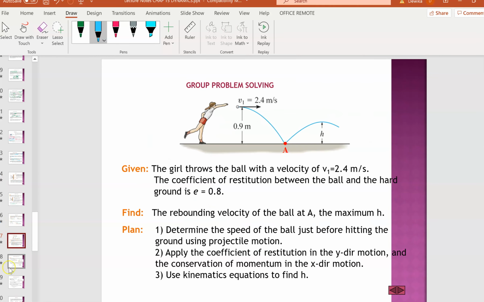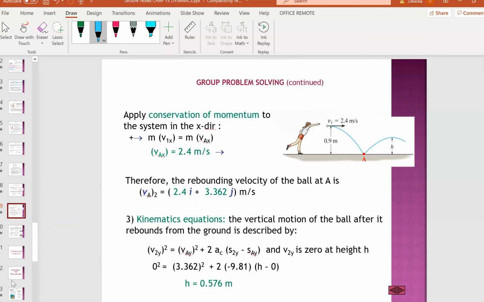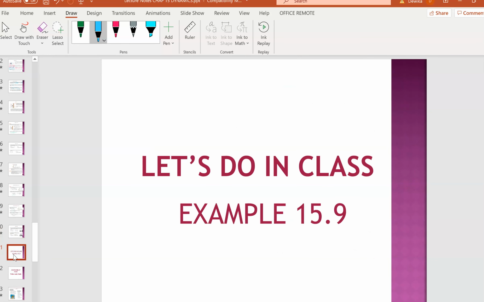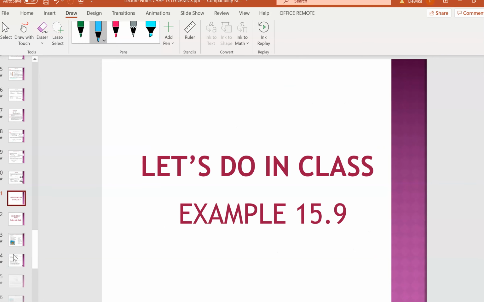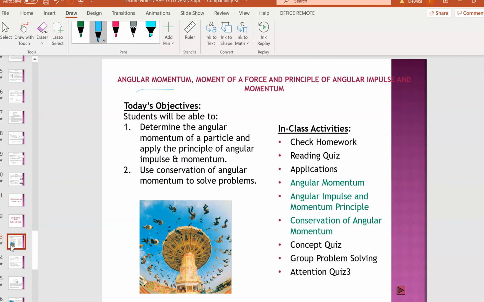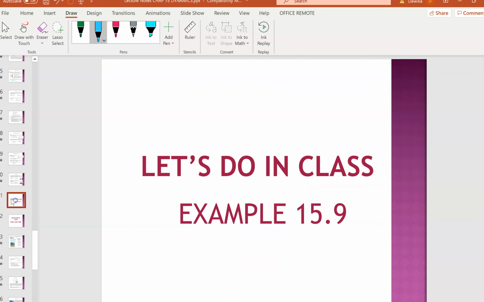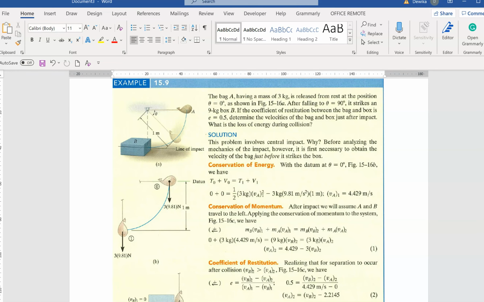Okay, let's look at an example. I'm going to skip the example on the slide and go straight to the textbook example 15.9. Before I go into 15.9, the angular momentum, moment of forces, principle of angular impulse, that is for your self-study. It's not covered in this syllabus. Okay, let's go into 15.9.